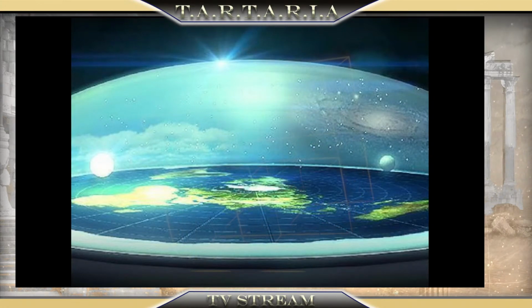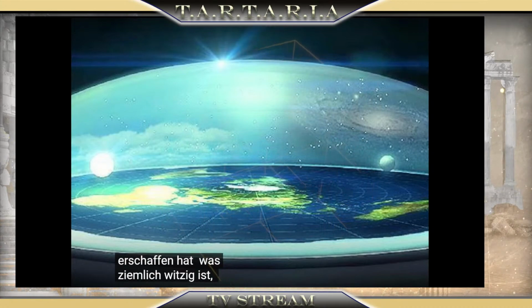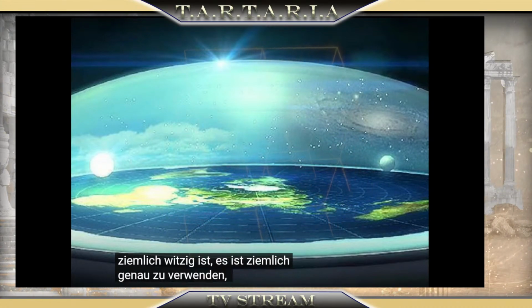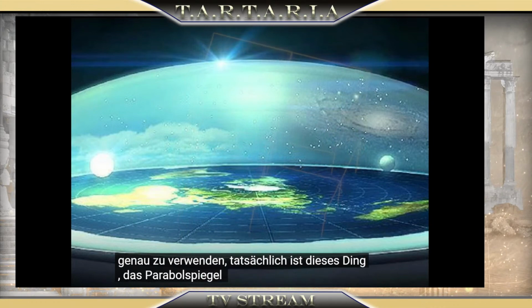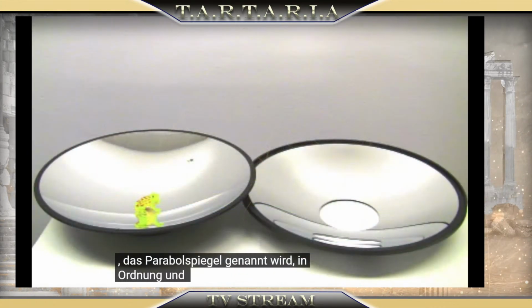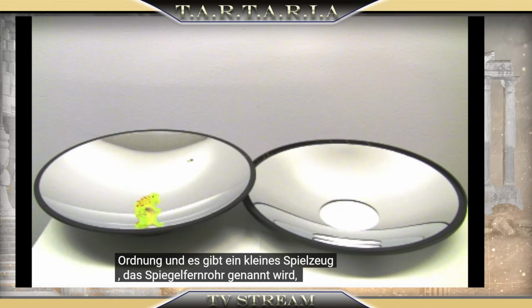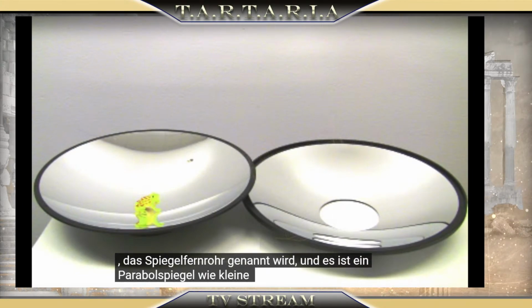Now, for those people who want to see a little thing which is quite funny to use, it's pretty accurate to use, in fact, is this thing that's called a parabolic mirror. Right? And there's this little toy that's called the Mirascope, and it's a parabolic mirror, like small little toy.